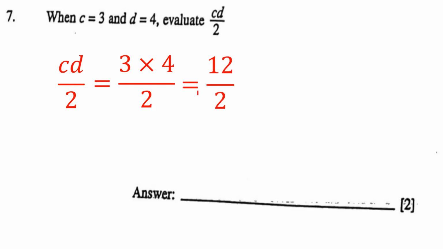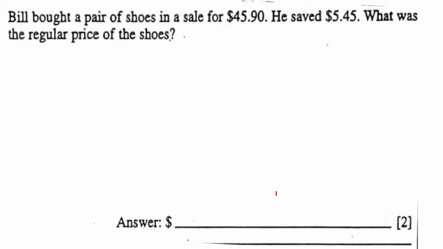And we put the 2 down below. And this is 12 divided by 2, remember the fraction bar means divided by. And 12 divided by 2 is definitely 6. And so when C equals 3 and D equals 4, the value of this algebraic expression, CD divided by 2, is definitely 6. Now let's move on to the next question.